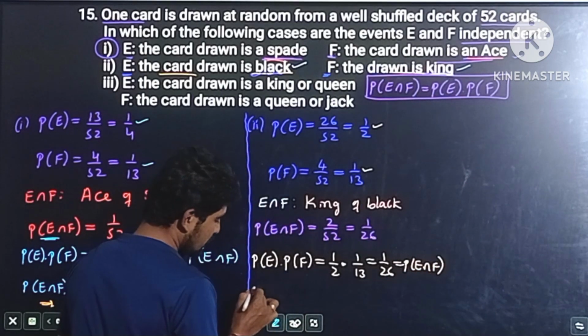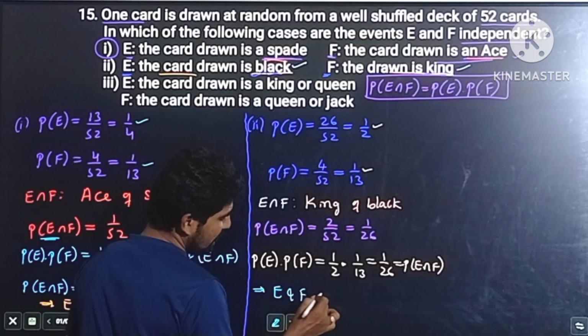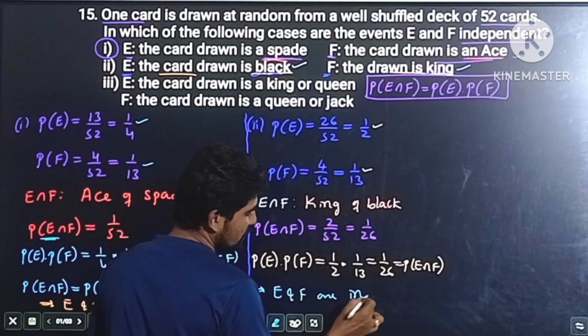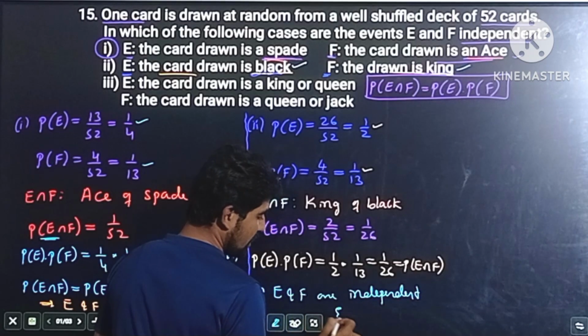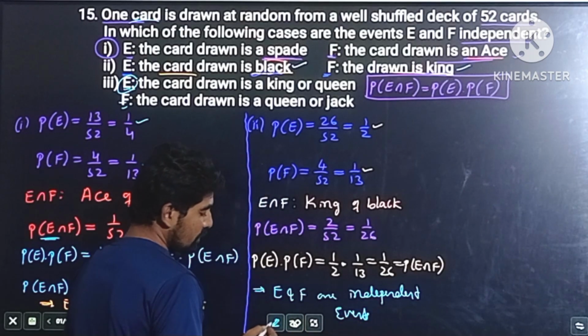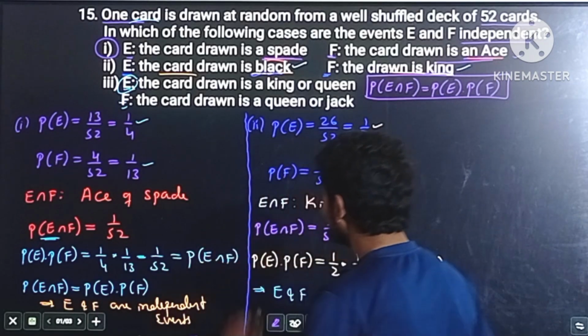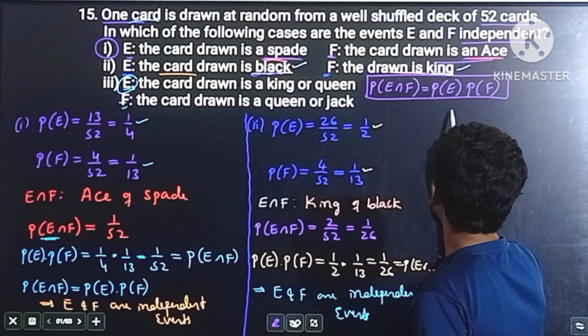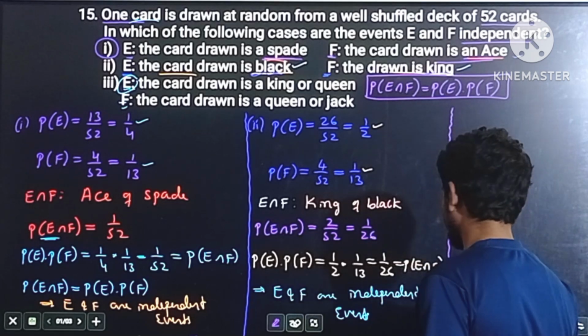It means the second given 2 events E and F are also independent events. I hope all of you understood this. Now the third question. In the third question, he has given 2 events E and F, and we need to check whether these 2 given events are independent or not.